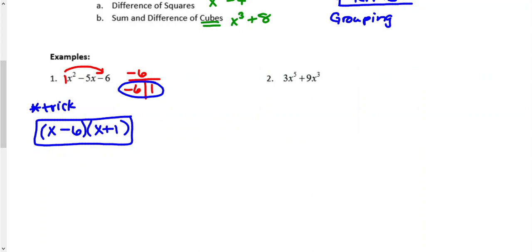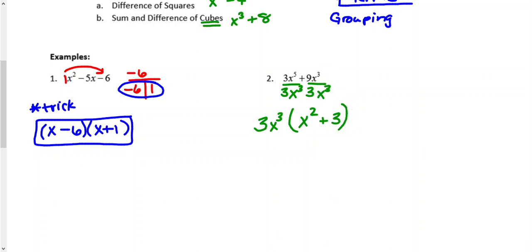Now looking at number 2, let's see, first here I have a GCF. I can divide them both by 3, and I can take 3 x's out. So my GCF goes outside of parentheses. 3x to the third, outside of parentheses. 3 divided by 3 is 1. I don't need to write it. X to the 5th divided by x to the 3rd. We just learned we subtract our exponents. 5 minus 3 gives me 2. 9 divided by 3, I'm left with positive 3. X to the 3rd divided by x to the 3rd, nothing left.